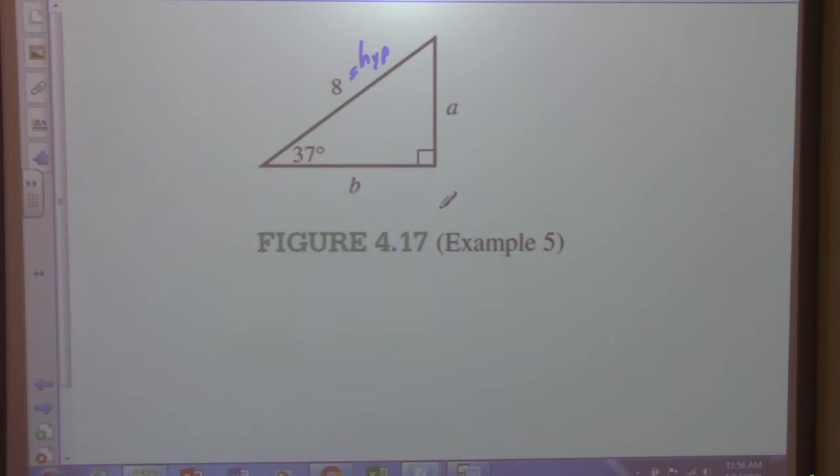Okay, what other sides do we have here? Opposite. And which one is that going to be? If you draw an arrow opposite the angle here, this will be your opposite side. And then by process of elimination, this side down here is our adjacent side.